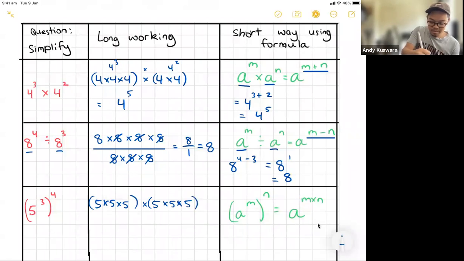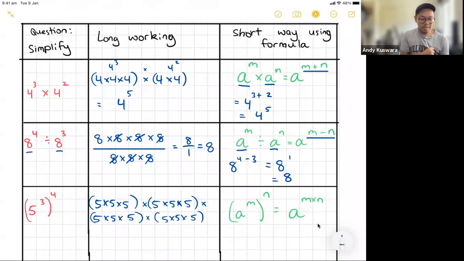That's 2. Times 5 times 5 times 5. That's 3. Times 5 times 5 times 5. That's 4. Okay, so that's 5 to the power of 3 multiplied by itself 4 times. So if I have that, that becomes 5 to the power of, and I'm going to go 1, 2, 3, 4, 5, 6, 7, 8, 9, 10, 11, 12. So there's a total of 12 5s there that are multiplied by each other. So I can simplify it by writing it as 5 to the power of 12.